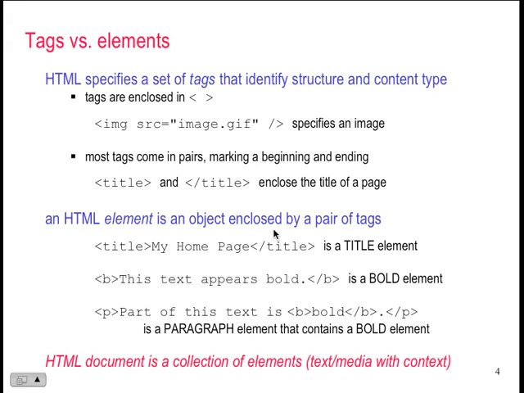An HTML element is also an object enclosed in a pair of tags. So we have title, my home page, which is a title element. And then we had this text appears in bold, which was an opening and a closing bold tag. In terms of the paragraph here, part of the text is bold, and we have bold right here.